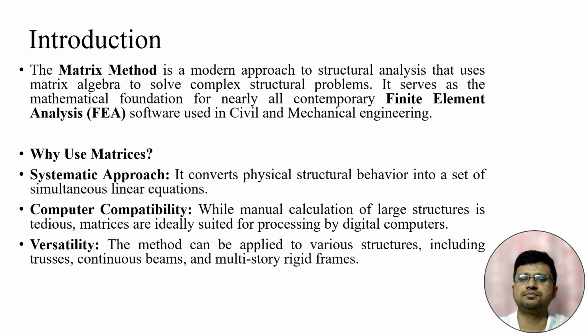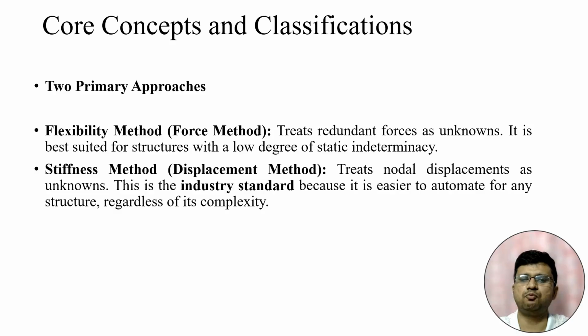Why matrix method? Because it is a systematic approach, it is compatible with computer programming, and it is versatile for different structural elements. For matrix method, two primary approaches are there: flexibility method and stiffness method. Flexibility method treats redundant forces as unknowns, while stiffness method treats nodal displacements as unknowns. Stiffness method is the industry standard as it is easier to automate for different support conditions.